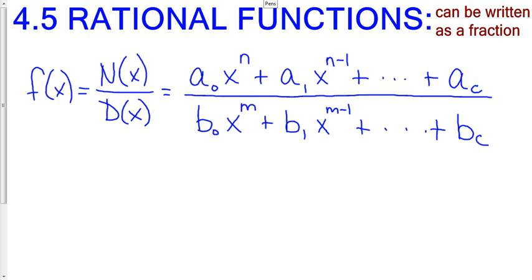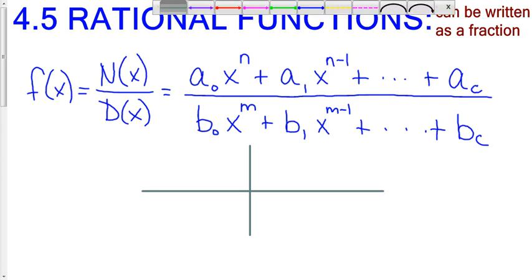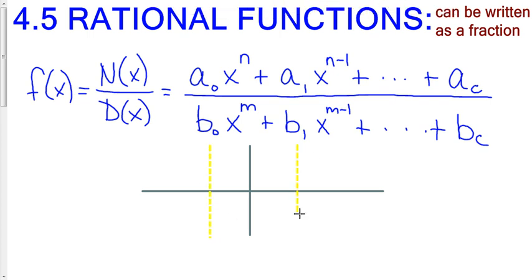Now, when you're dealing with a rational function, there are going to be some things that these all have in common. They are going to be vertical asymptotes. In this case, I'm going to show you just two of them. And recall that an asymptote is a line that a graph approaches as the values approach infinity or negative infinity, but never intersect that line.